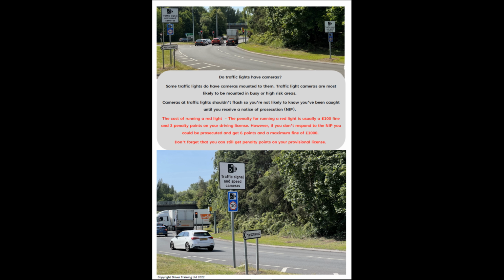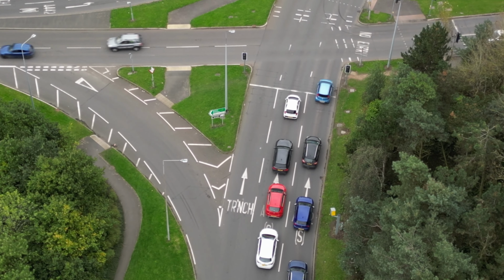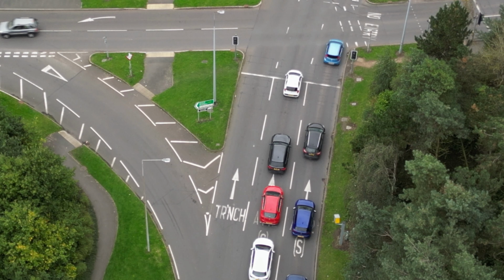A word of warning, a lot of traffic lights these days have what's called traffic signal cameras. Basically, red light cameras, they monitor the traffic lights, and if you go through on red, it catches you, gets your number, then usually it's £100 fine and 3 points on your license.